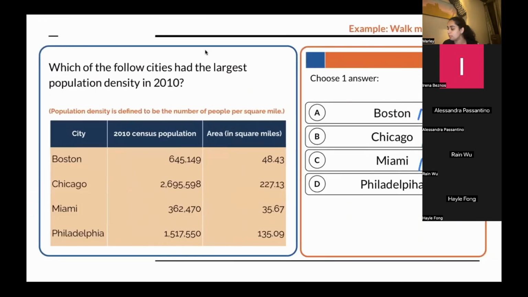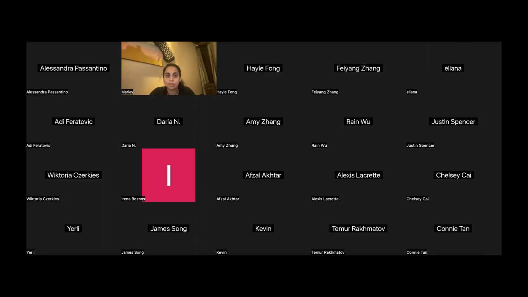Okay, so this question says, which of the following cities has the largest population density in 2010? What it's asking is, what is the A column here divided by the B column, and which one is the largest? Before this, I don't like this many integers, this many numbers. So what I would recommend for a question like this is that I'm going to go ahead and switch screen to my screen here on my laptop.